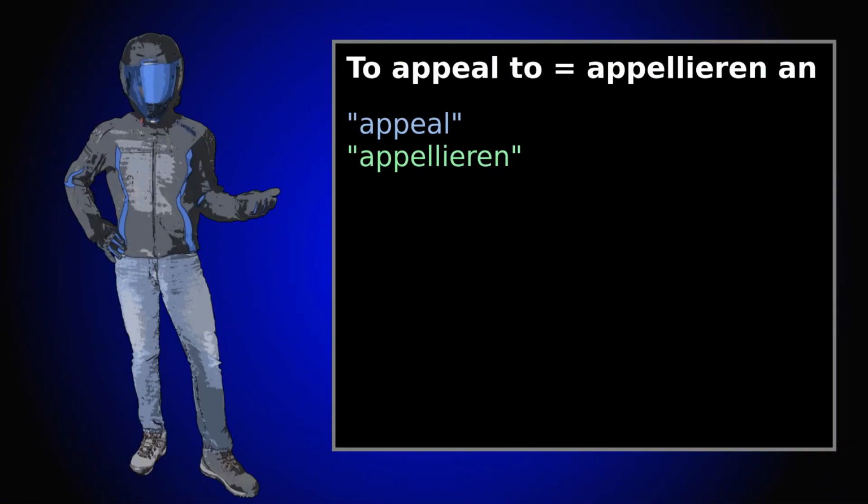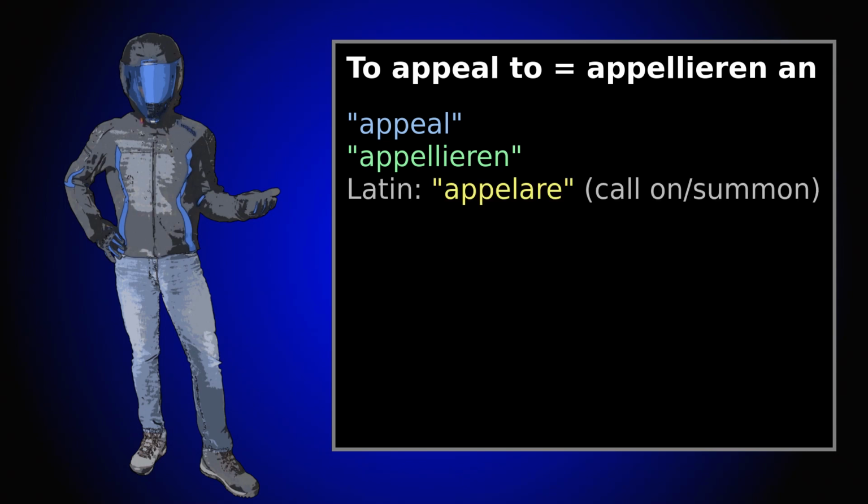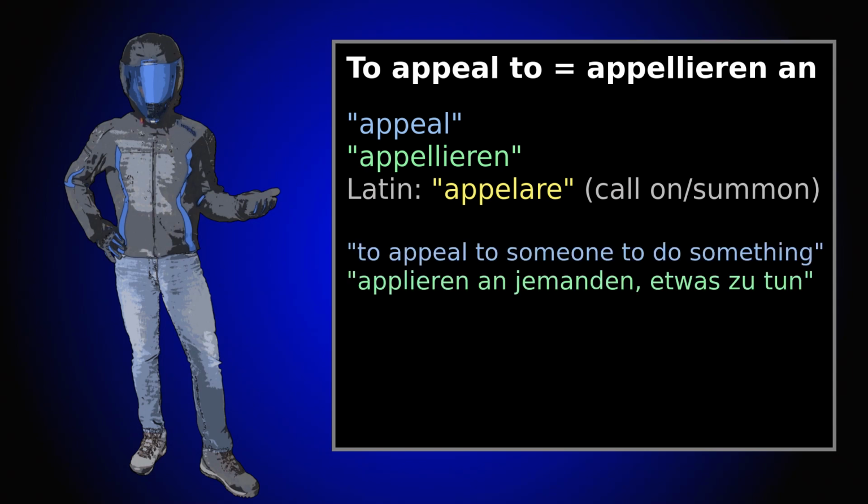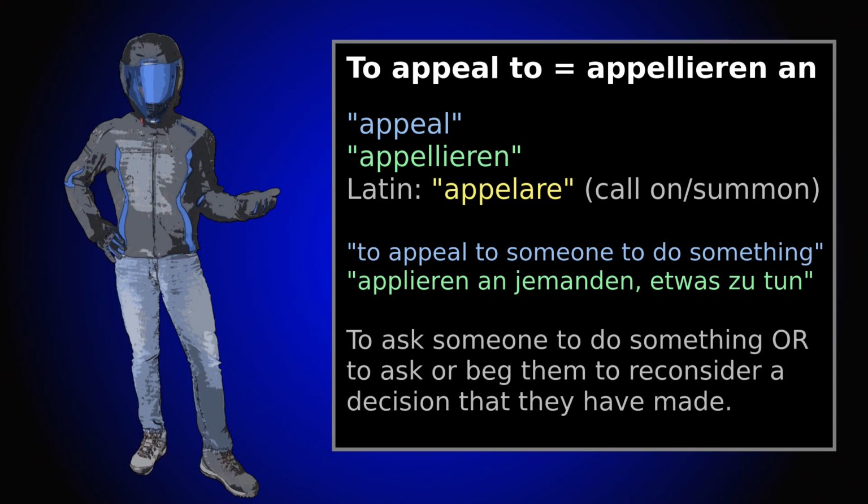Just by looking at these two words, we can strongly suspect that they are related. And in fact, they are. They both come from the Latin appellare, to call on or to summon someone. To appeal to someone in English means the same as appellieren an jemanden in German: to call on someone to do something, or to ask or beg someone to reconsider something.